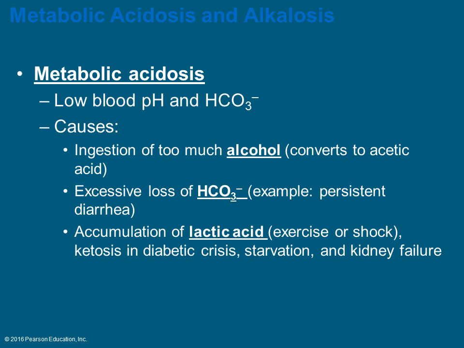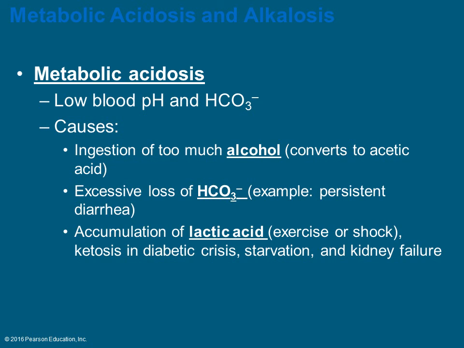Metabolic acidosis, you have low blood pH. Causes oftentimes can be due to ingestion of too much alcohol. Alcohol is converted to acetic acid, and so that's an acid, and that's going to drop the blood pH. It may be due to excessive loss of bicarbonate, and the reason for that could be if you have a disease and you're suffering from severe diarrhea.